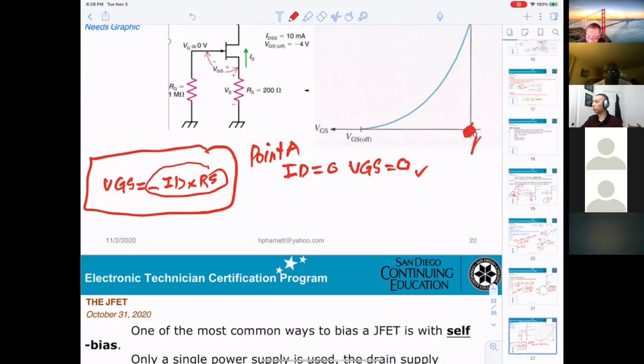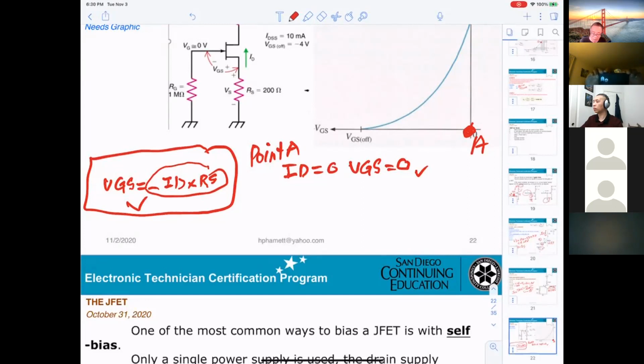Point A. So when you pick point A, you pick ID equals 0 and VGS to be 0, not VGS off, from this equation right here. I think I understand now. And so there will be a point B that's actually on the curve, and you draw the line. Yeah. Okay, not yet.